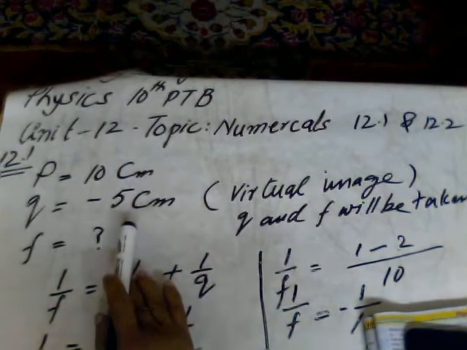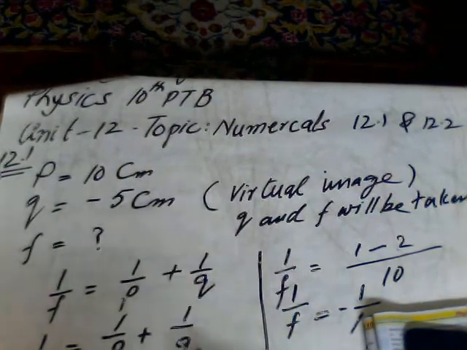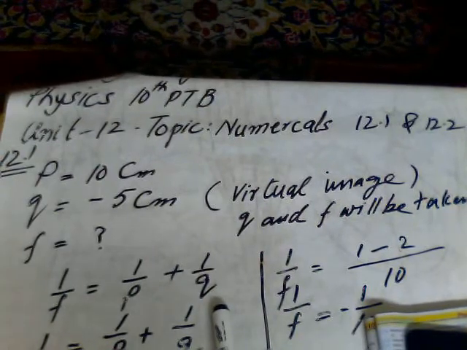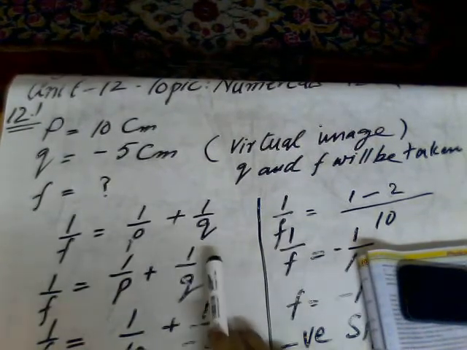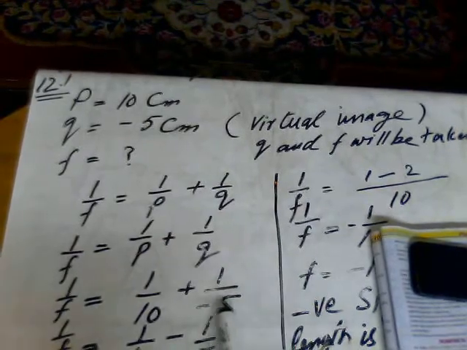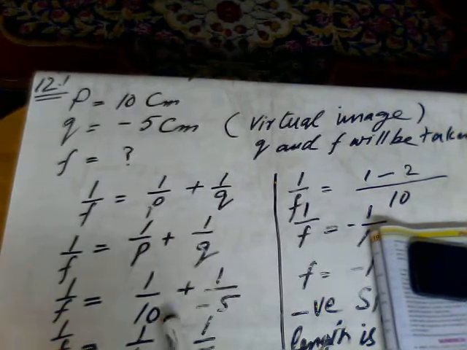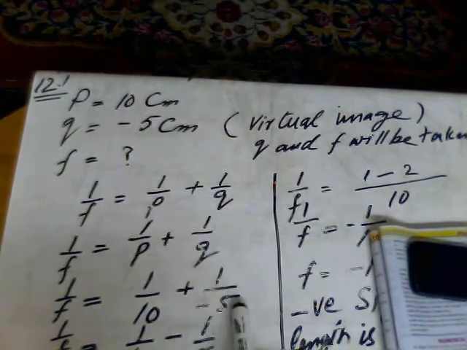We have to find the focal length. The formula, the mirror formula, is 1 over f equals 1 over p plus 1 over q. We will put the values: 1 over 10 plus 1 over minus 5. The value of q will be taken as minus.